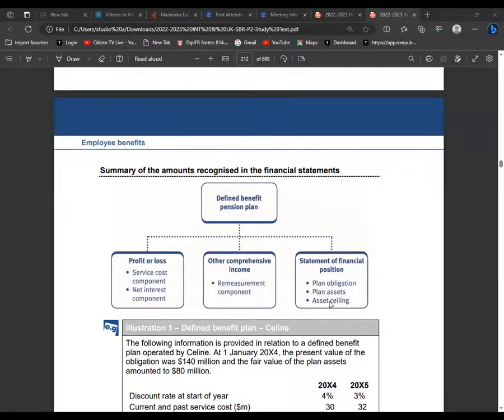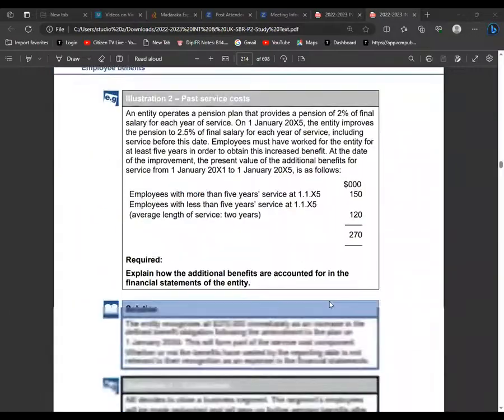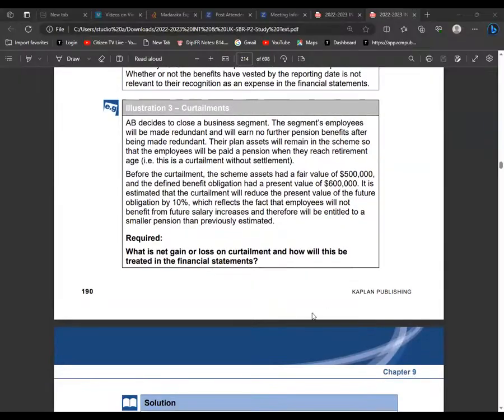I will explain what asset ceiling is later, after I finish tackling this curtailment. We'll understand by doing this question. You're told AB decides to close a business segment. The segment employees will be made redundant and will earn no further pension benefits. Their plan assets will remain in the scheme until they retire. This is a curtailment without settlement. We have curtailed, so we are no longer paying money in, but the money will be left at the plan till they hit 60 years.